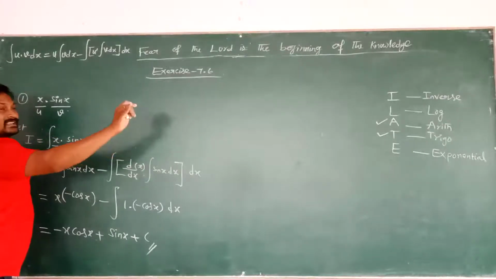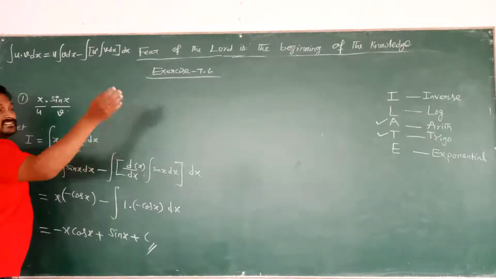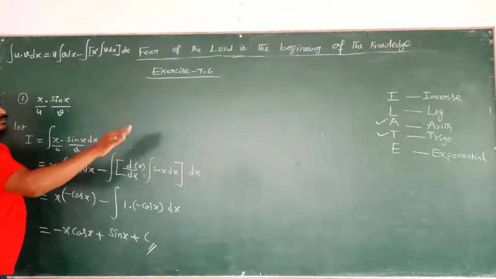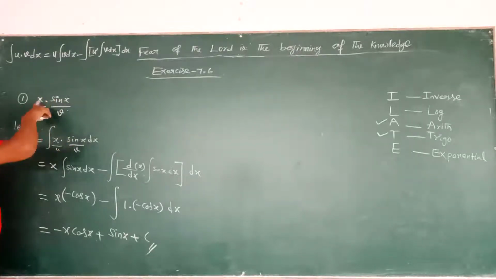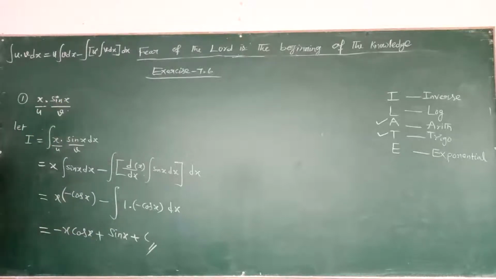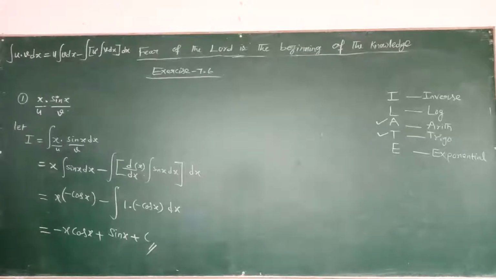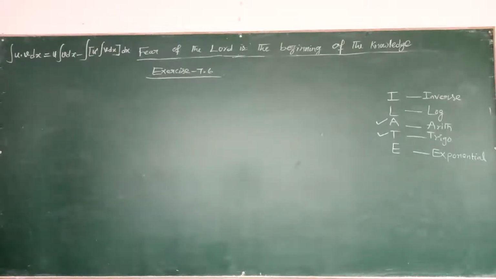ILATE means first inverse trigonometric functions, next logarithmic functions, next arithmetic functions, next trigonometric functions, next exponential functions. So you need to take according to that. From this, x is an arithmetic function, sin x is nothing but a trigonometric function. According to that, first will be arithmetic, so u is x and v is sin x. Then we will simplify. Very simple question. In such a way, we have to solve the problems. Okay, now the first question is finished. Let us move to the second. That is about your first question, the easiest question. Now let us go for the second. All problems are like this only, you have to solve.